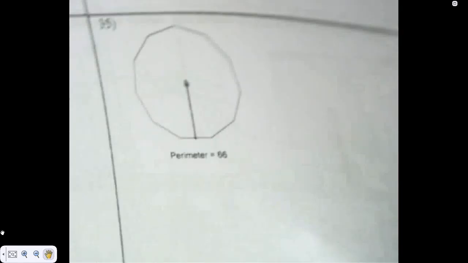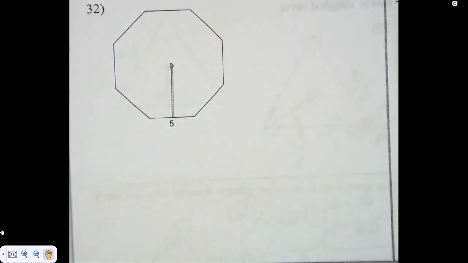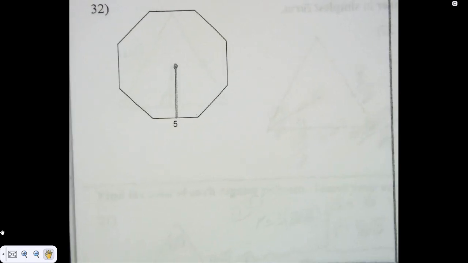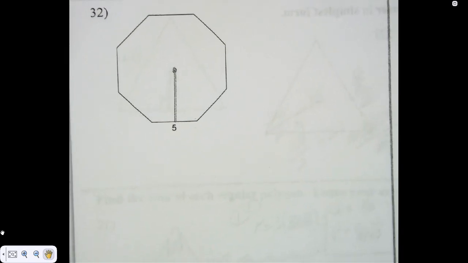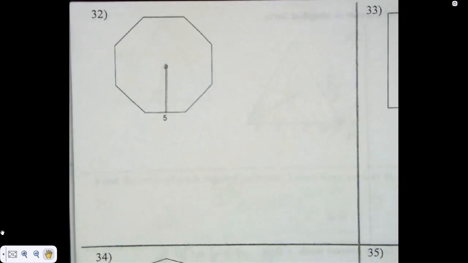Last one. Number 32. So we've used every method up there. We've used 30, 60, 90 triangles, and we have used 45, 45 triangles. Now we're going to go to our last one. What type of figure is this? It's an octagon, so it has 8 sides.